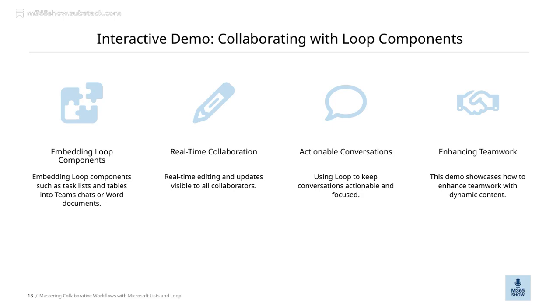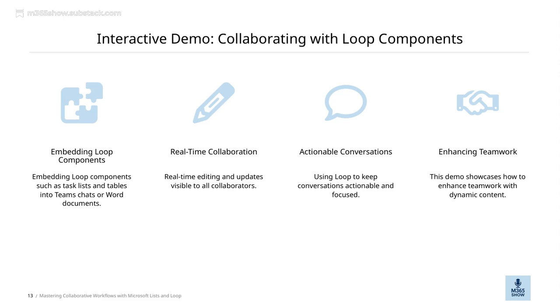Now, let's take a closer look at how we can make teamwork more effective through an interactive demo with loop components. Here, you'll see firsthand how dynamic content can really enhance our collaboration. We'll explore how loop helps keep conversations actionable and focused, so everyone stays aligned and clear on next steps. You'll also notice that with real-time editing, updates are instantly visible to all team members, making collaboration seamless and immediate.